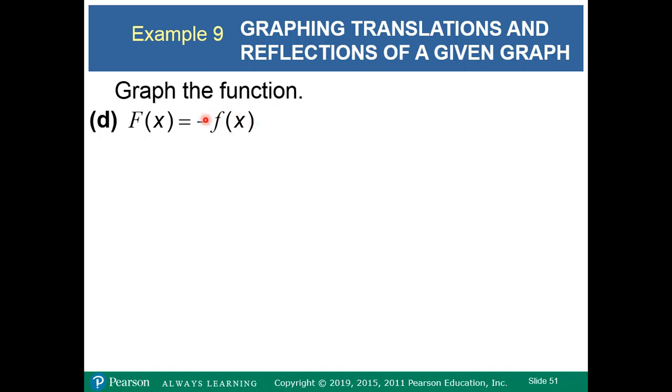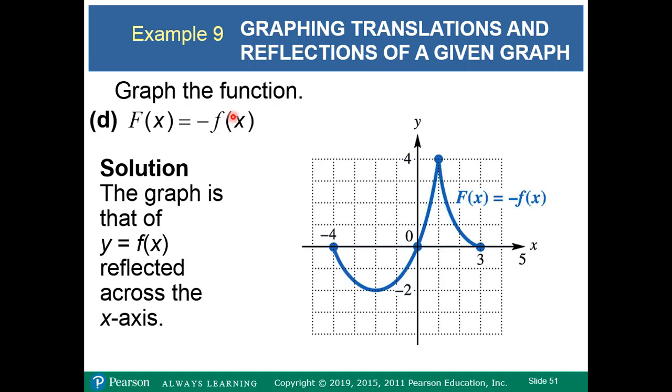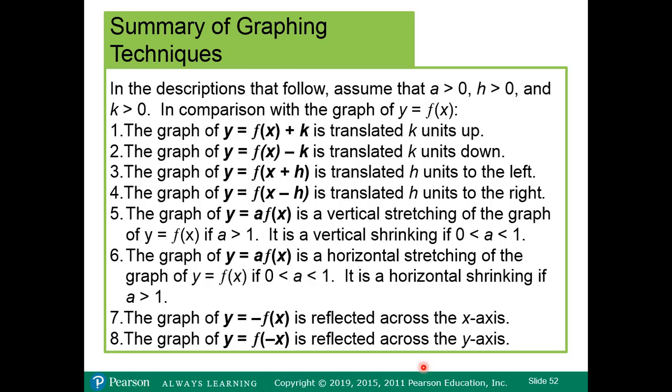Now what about this one? Well, here we have the opposite of f of x, which means this is a reflection about the x-axis. So we're going to take f of x and reflect it across the x-axis, so we'll get this. Notice that this point and this point stay where they're at, and this point was here, and this gets reflected to here. This point was here, and this got reflected to here, right? So all of the points got reflected across the x-axis.